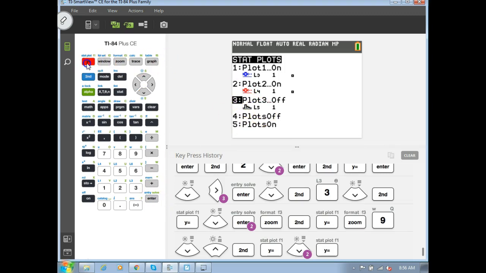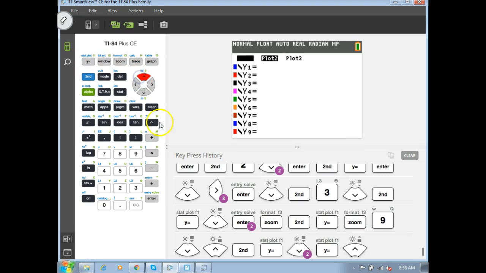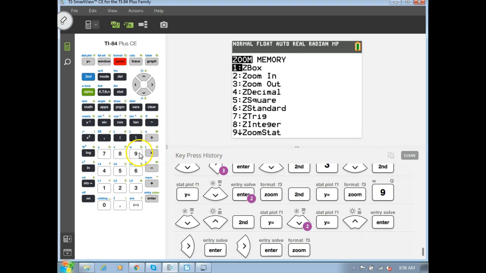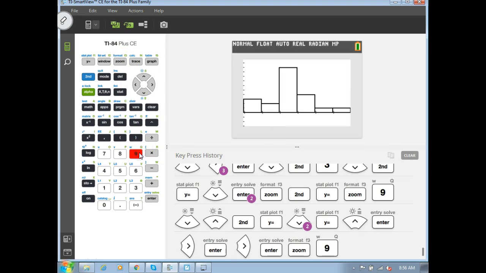Yes. All right. So the easiest way to turn plots on and off is to go up to here and de-emphasize or emphasize them. And then I'm going to zoom stat again so it readjusts the window, and it's probably going to, oh, it's not a bad window. Sometimes when you zoom stat, the window's a little crazy, and you have to go back and manually adjust it.